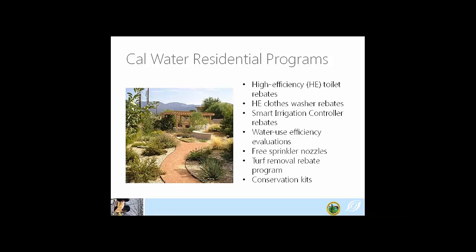You don't need to make any adjustments, and you get a rebate for it if you live in the Cal Water district. Cal Water also offers efficiency evaluations. They offer sprinkler nozzles for the end of your hose, and they offer turf removal, which is the Lawn Be Gone program. Some other agencies also offer these, and you can find that out on bosca.org.